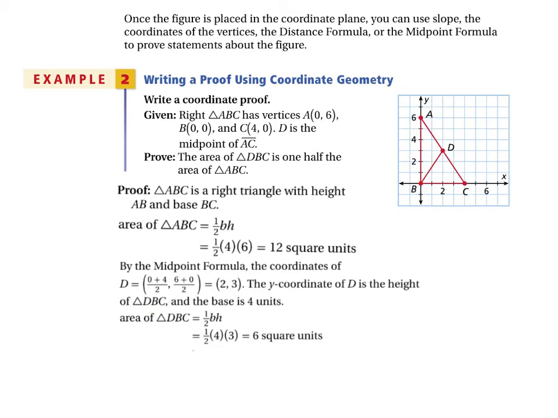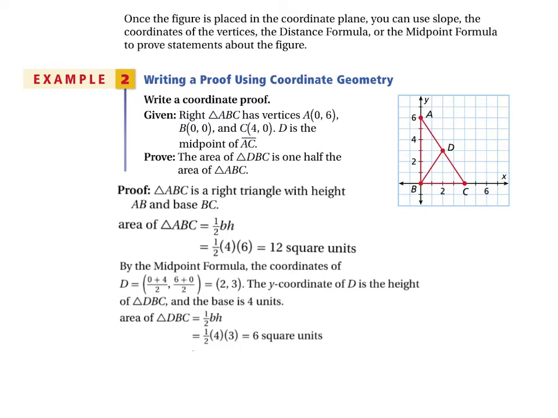So let's review this again. You are proving the area. The first step was just proving the area of the big triangle. Now I have to find the area of the small triangle. Well, I have the base of the small triangle, but I don't have the height. So to find the height, we have to find the midpoint first. The midpoint is 2, 3.